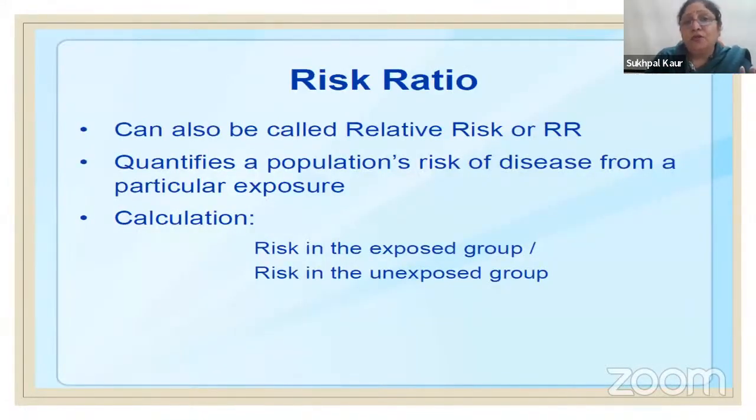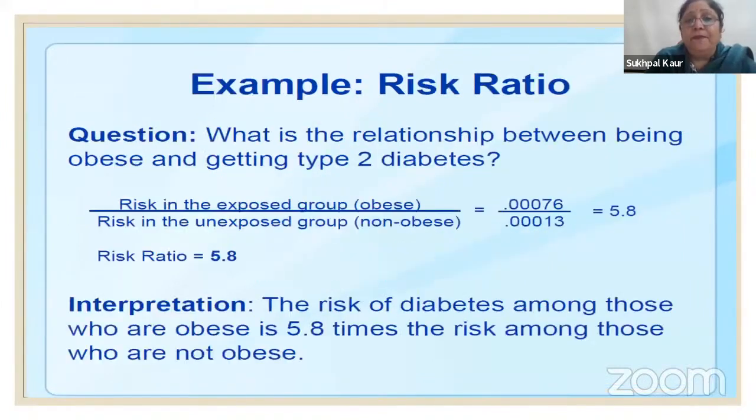So risk ratio can also be called the relative risk, or RR. It quantifies the population's risk of disease from a particular exposure, and it is calculated by this formula, which involves risk in the exposed group divided by risk in the unexposed group, which should be clear from my previous example. Another example: what is the relationship between being obese and getting type 2 diabetes?